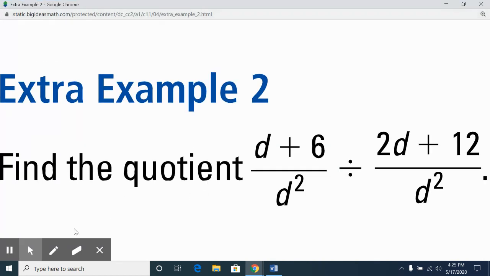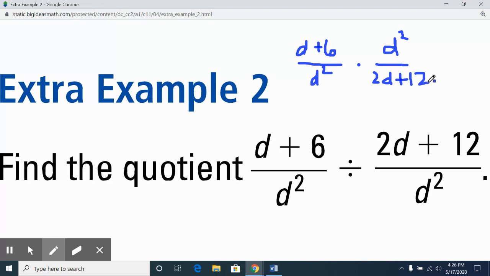First thing I'm going to do is rewrite the problem as d plus 6 over d squared, and I'm going to multiply by the reciprocal of this. So I'm flipping it. I'm going to put the d squared on the top and the 2d plus 12 on the bottom.